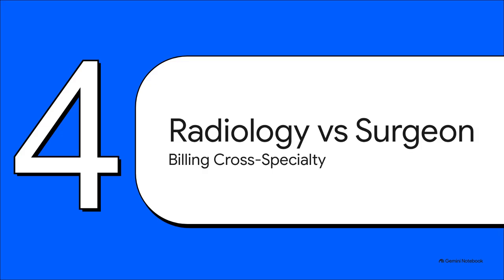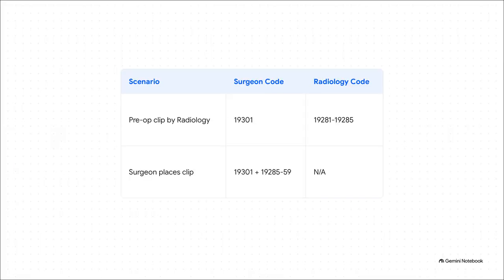Moving right into Section 4, Radiology versus Surgeon Billing. Let's shift our focus to a cross-specialty billing complication that actually happens before the patient even hits the operating table. We're talking about preoperative wire or clip localization devices. Very often, a patient with a tiny, non-palpable tumor goes to the radiology suite first. The radiologist places a clip to mark the tumor and they'll bill a code like 19285. Then, the surgeon just codes the 19301 for the excision.